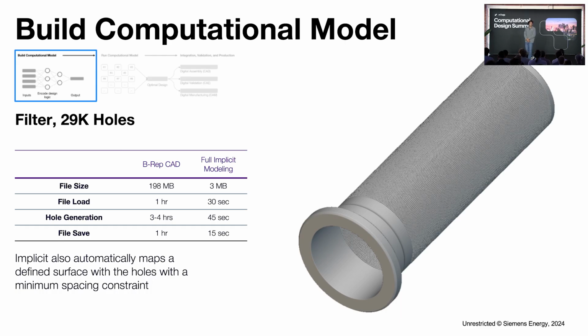If we look at the types of models that they're building, Siemens Energy started by looking at models like filters and parts, where the core modeling technology underlying nTop, the implicitly defined signed distance field, allows them to generate incredibly complex geometry incredibly fast. So this is a filter with 29,000 holes. In a traditional BREP-based CAD tool, it would be 200 megabytes of data. In nTop, it's 3 megabytes. The iteration time here is on the order of seconds to minutes versus hours or days.